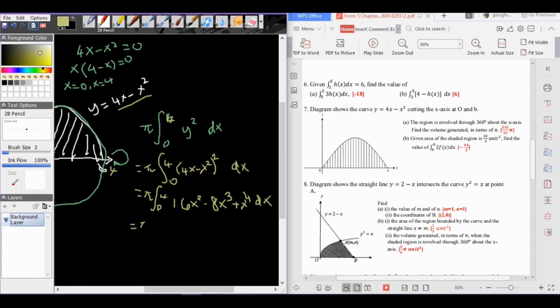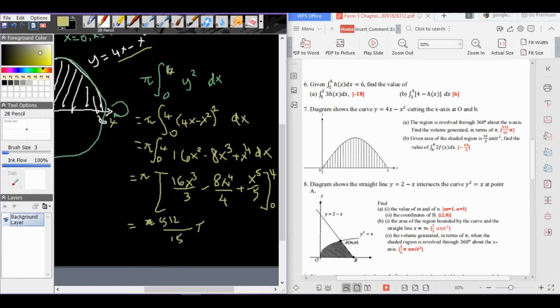So equals to pi, integrate this one, 16x power 3 over 3 minus 8x power 4 over 4 plus x power 5 over 5, from 0 to 4. Okay, substitute 4 into x. Then solve this. And this is equal to 512 over 15 pi. This is volume, so unit cube.